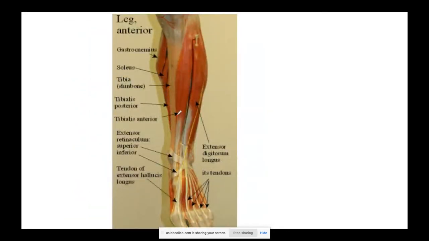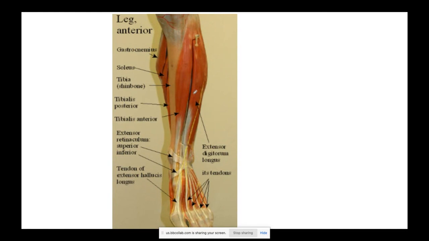Okay, we're almost at the tail end here. We're looking at the leg. So when we look at the lower leg, it's a similar concept to the wrist. When we talked about the wrist, anything that crossed the wrist on the anterior forearm flexes the wrist and flexes the fingers. The posterior forearm muscles extend the wrist and extend the fingers.